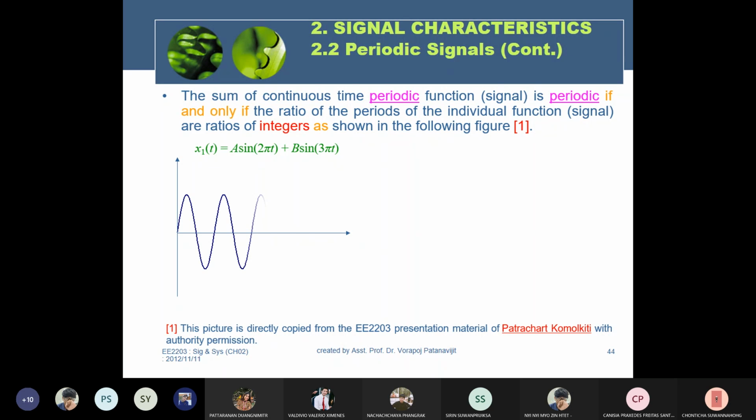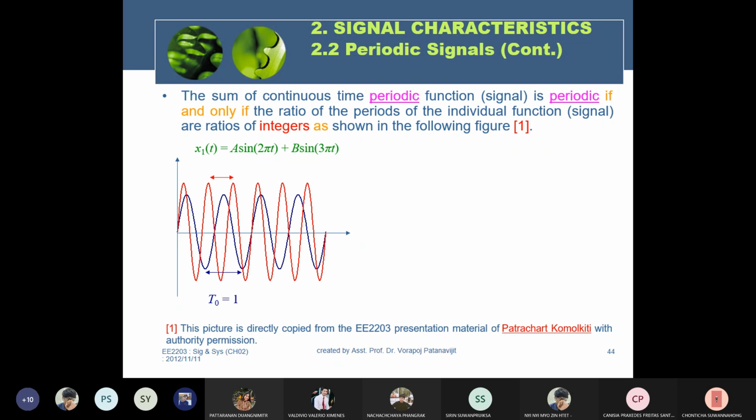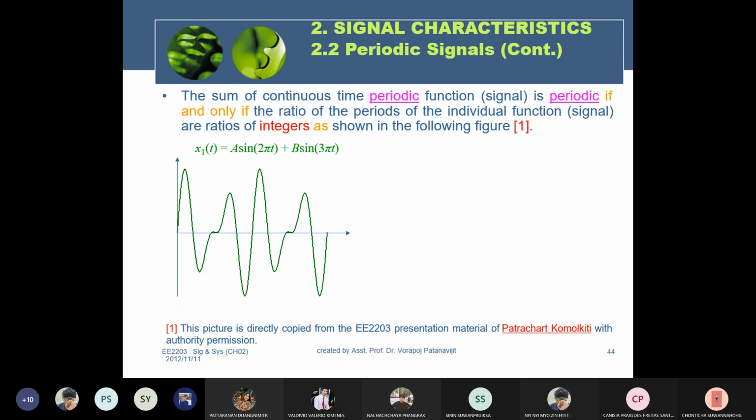Okay, and the first one, sin 2 pi. Okay, sin 3 pi periodic, right? When you add them, the result is, even though it's no longer a sine, right? But it's still periodic, right? It will be periodic because of the periods of them. Okay, the ratio of the periods of each function is still rational. For example, the ratio here is 2 by 3, right?